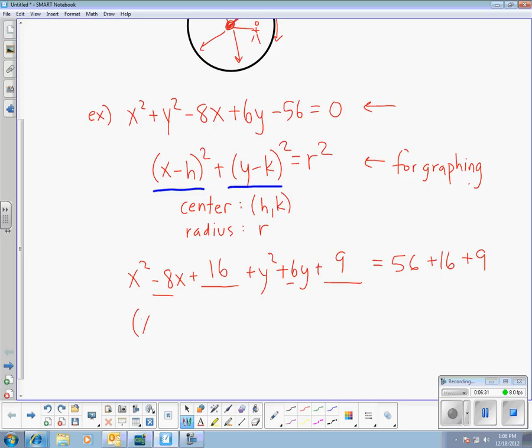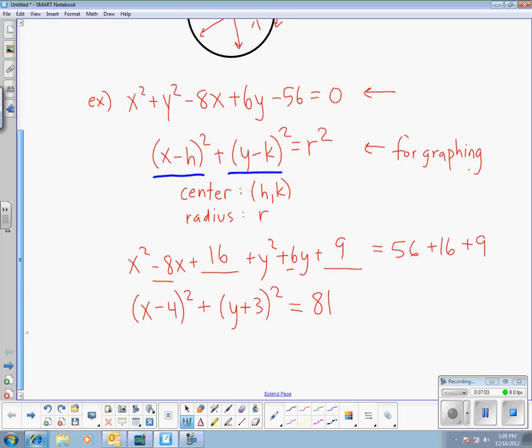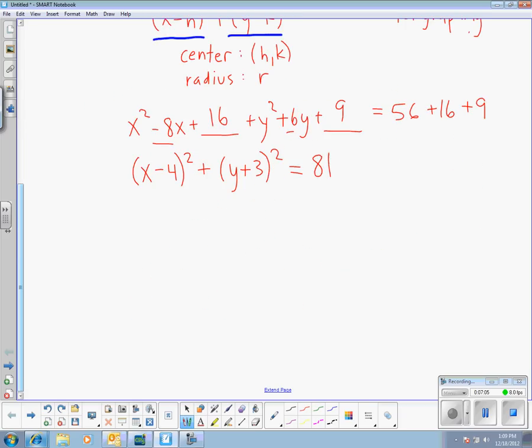Now, to write it as a completed square, when I took half of negative 8 and I got negative 4, that's what goes with x. When I took half of 6 and got 3, that's what goes with y. And then on this other side, 56 and 16 and 9 is, let's see, that would be 81. All right, and sometimes those work out like nice, neat, perfect squares. Sometimes they don't. If they don't, you just have radii that are not so neat, which is fine.